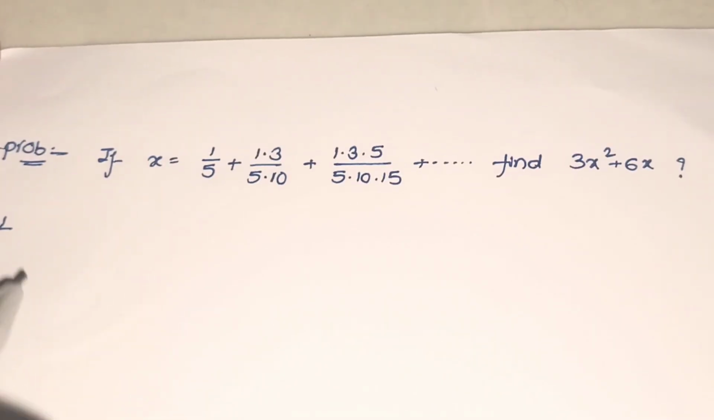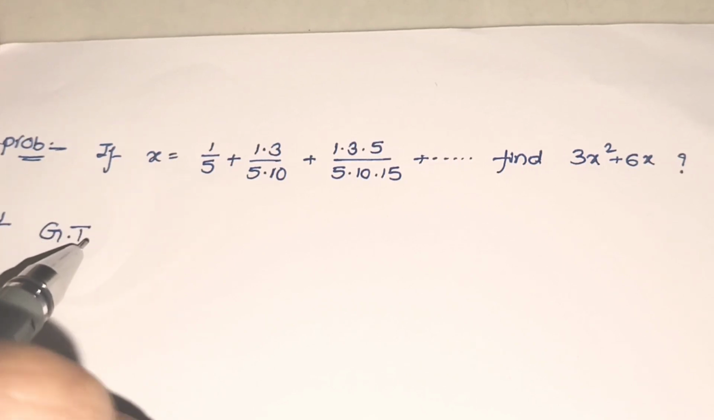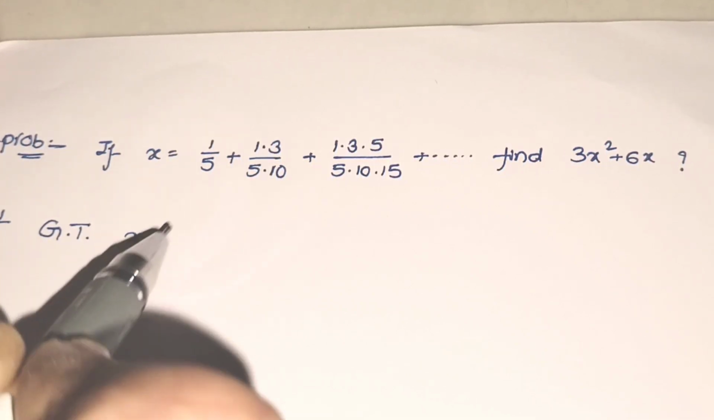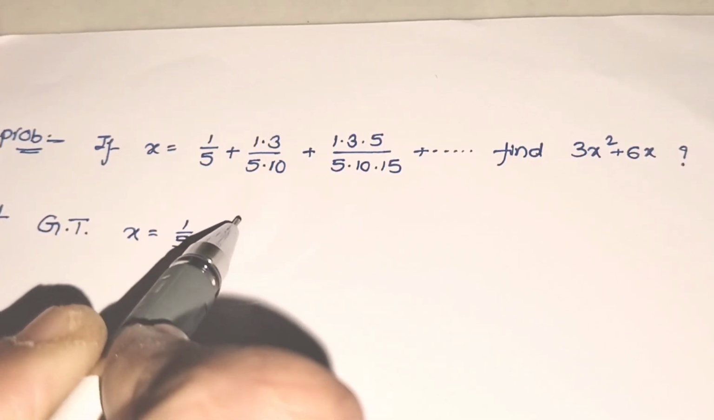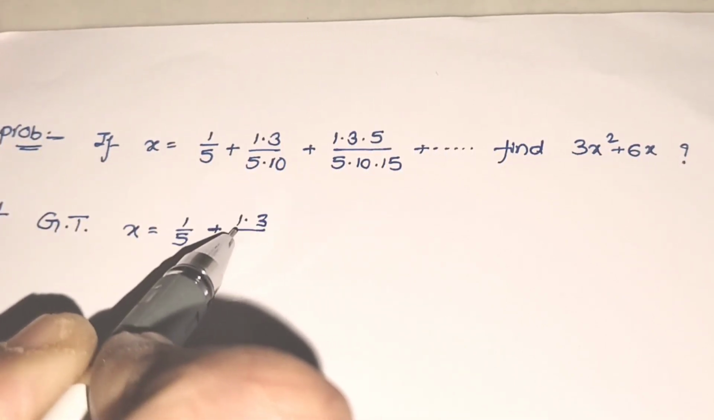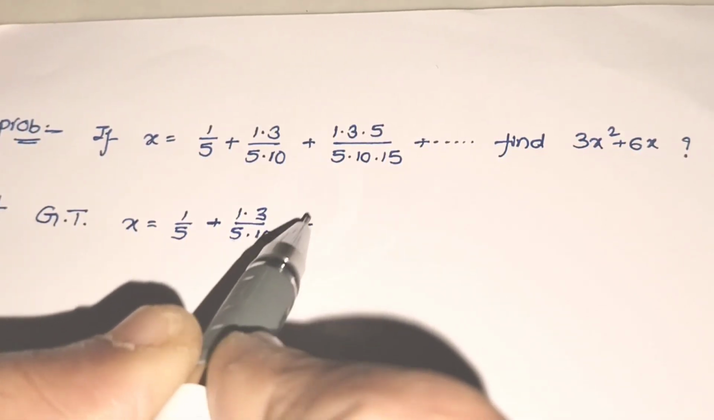Okay, listen. First I am writing the given series here. In the last problems, the first step was to take the given series as s. But here there is no need to take the given series as s. Why? Because it is already given that the value of the series is equal to x here.